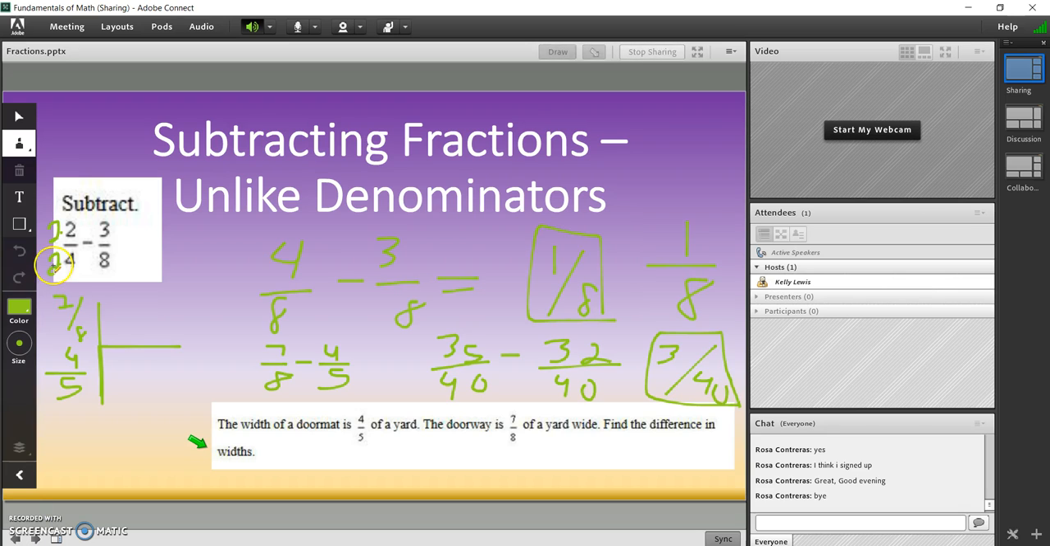Okay, subtracting. So we could do 4 times 8 is 32. Or it's really easy to do 4 times 2 to make 8. Okay, and then we would do 2 times 2 is 4. And then keep the 8 on the bottom. And then 4 minus 3 is 1, so we'd get 1/8. I don't care if you do your fraction like this or like this. Depending on the program and different things, we might.